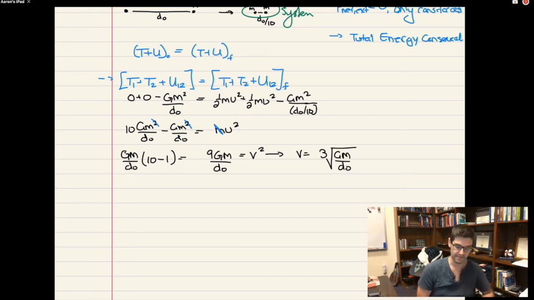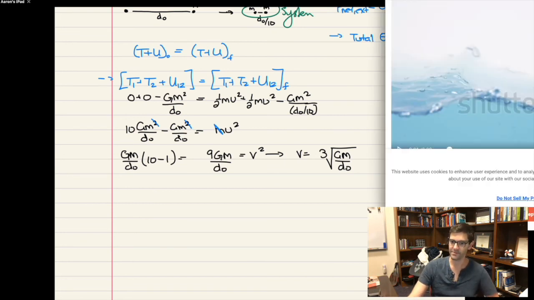You could actually find the velocity of the individual objects once they've come to a distance that's 10% its original distance. Which is pretty nice, because this would have been a very hard integral to do if you wanted to do forces directly, if you wanted to do F equals ma directly.